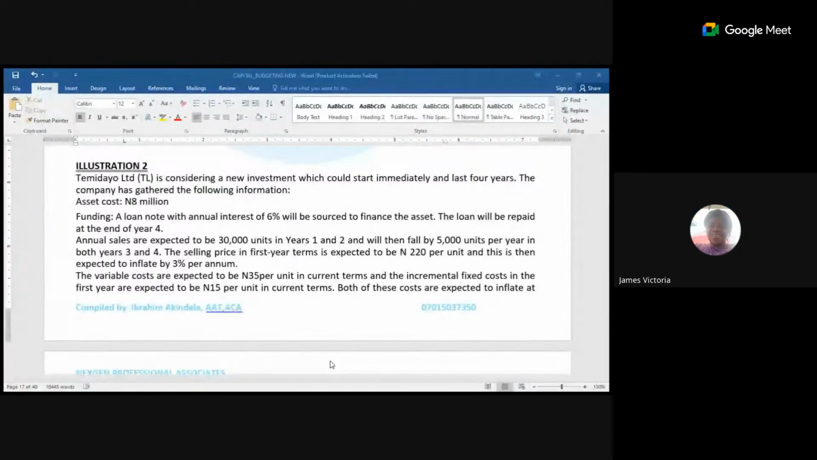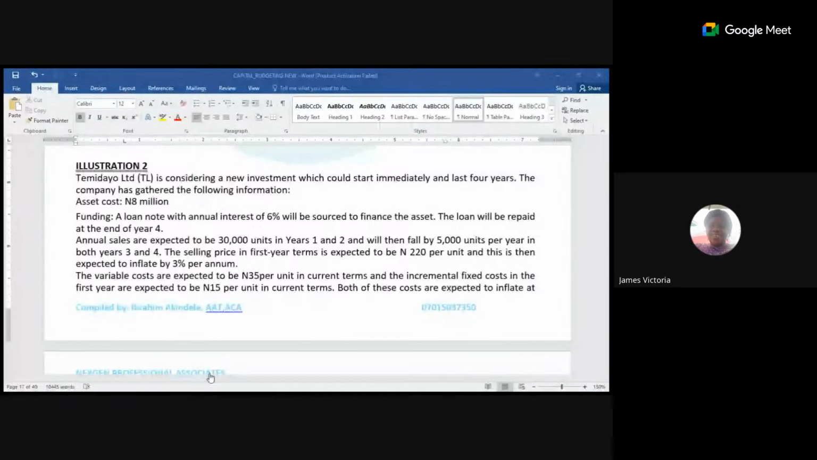Temidayo Limited is considering a new investment which could start immediately and last 4 years. The company has gathered the following information. Assets: the asset cost is 8 million. The assets we use for this project cost 8 million.